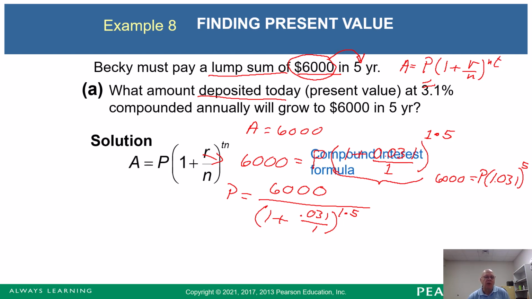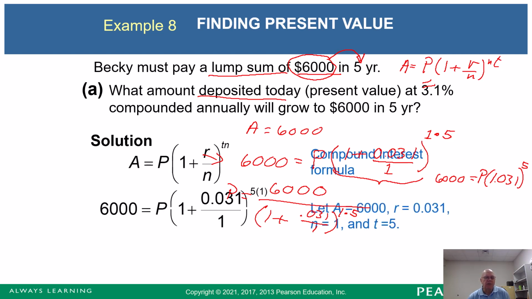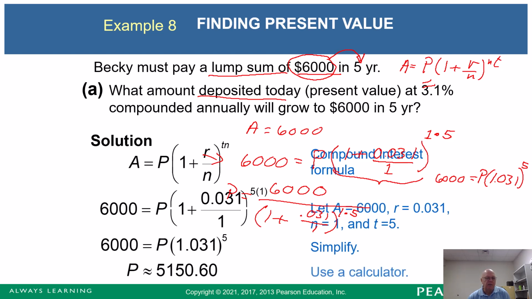So there's our formula. Put all the numbers in, evaluate part of it, and then divide both sides by that 1.031 to the 5th power. So using the calculator, if we want that $6,000 in 5 years under these conditions, you'll need to put in today $5,150.60.